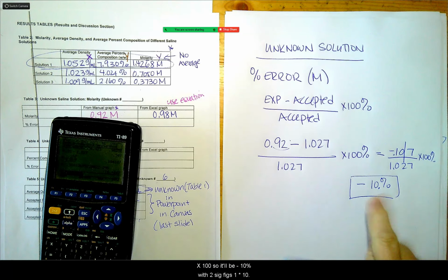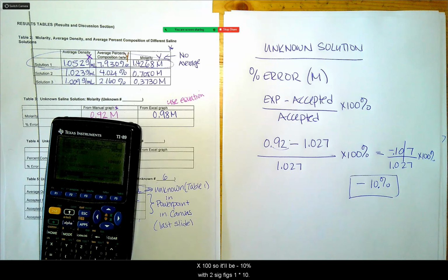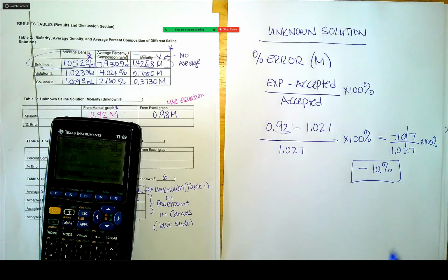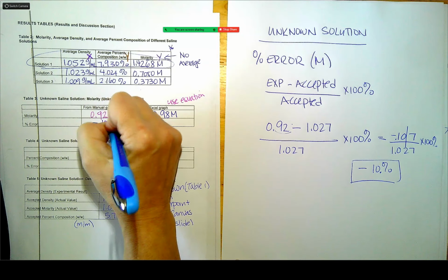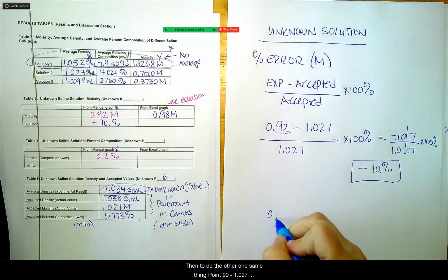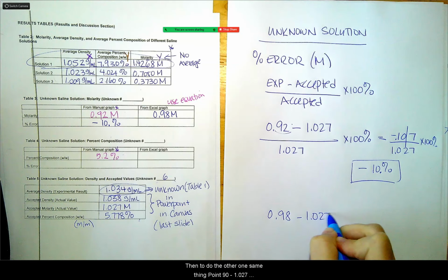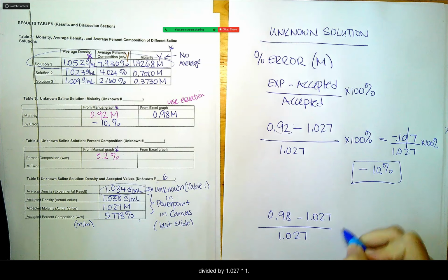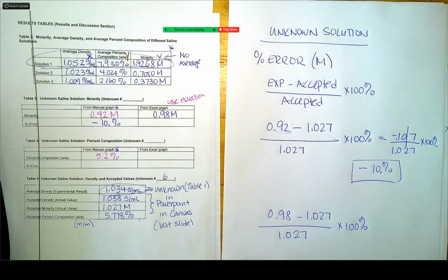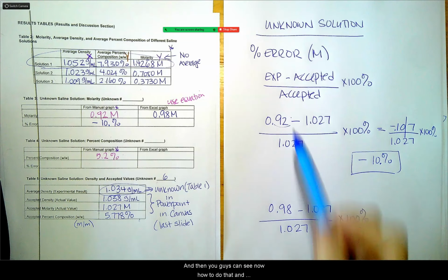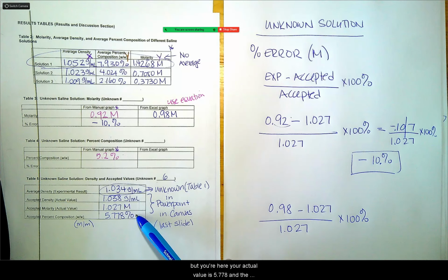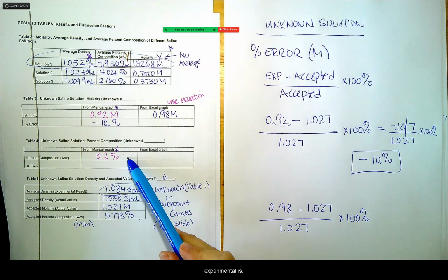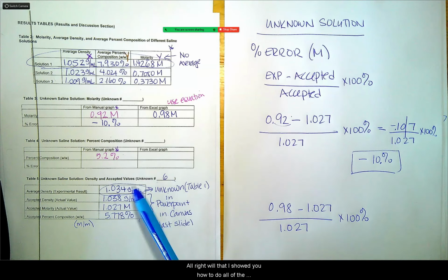I'm going to put that decimal there to make sure I know it's 2 significant figures. You could also say negative 1 times 10 to the 1. So here, negative 10%. Then to do the other one, same thing: 0.98 minus 1.027, divided by 1.027, times 100%. And then you guys can see now how to do that. You're going to do the same thing for percent composition, but your actual value is 5.778, and the experimental is 5.2.